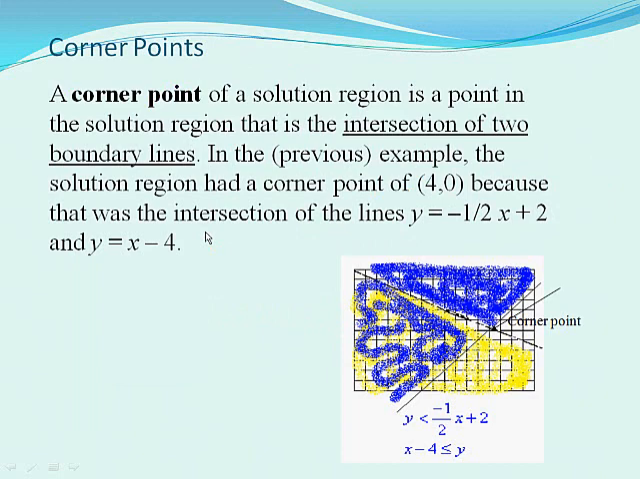Corner points. A corner point of a solution region is a point in the solution region that is the intersection of two boundary lines. In the previous example, the solution region had a corner point of (4, 0) because that was the intersection of the lines y equal to negative 1/2 x plus 2 and y equal to x minus 4. We can get this corner point easily by using a graphing calculator. If we graph these two functions, y1 equals negative 1/2 x plus 2 and y2 equals x minus 4, and use the intersection key.